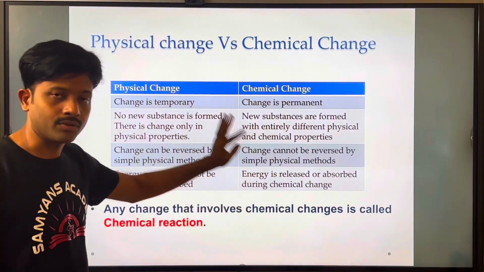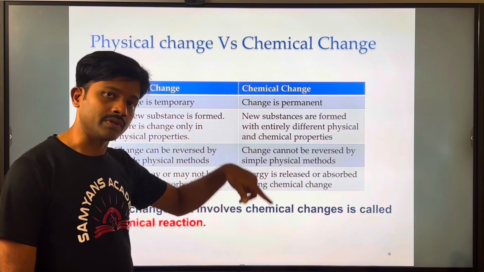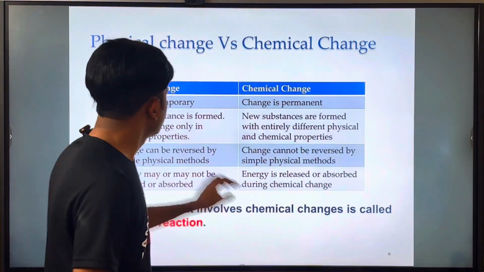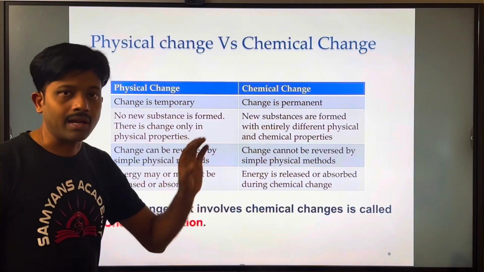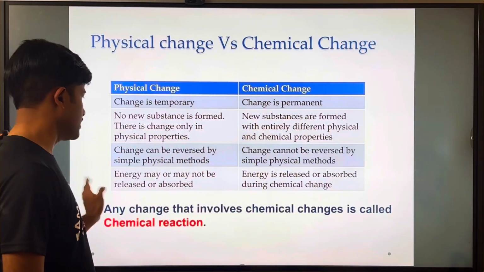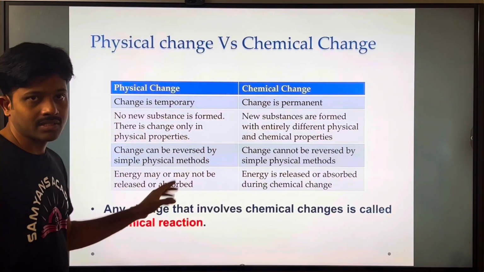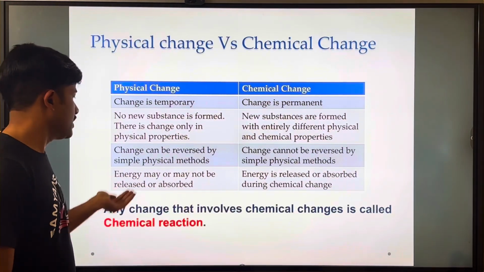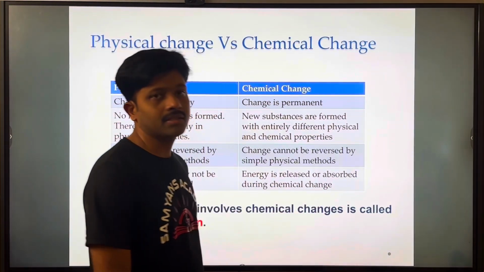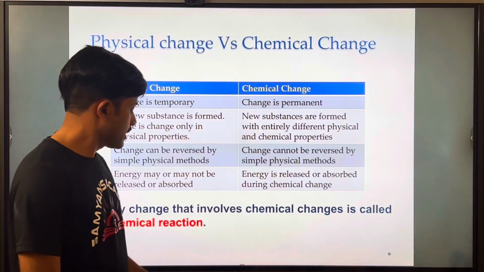Ice is converted into liquid water, and water is converted into vapor. Vapor again converts to water, and water again freezes to ice. So in a physical change, the chemical composition is not changing, only the state of the matter is changing. In a physical change, energy may or may not be released or absorbed. In a chemical change, energy is released or absorbed. These are the differences between physical change and chemical change.